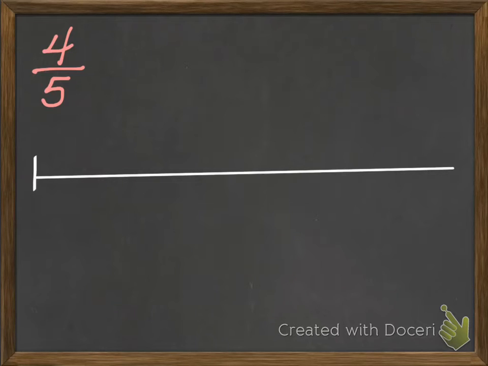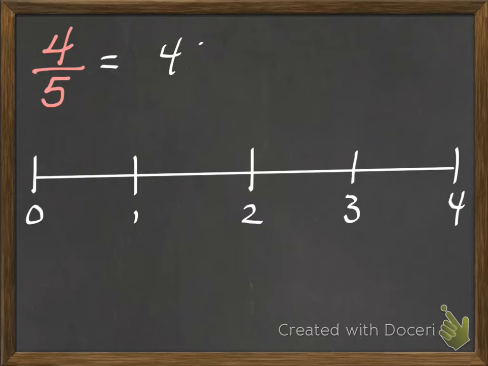Okay, you could do this several different ways. You could draw 0, and then 4, and you could show that the number 4 is being divided into 5 sections. Okay, 4 is being divided by 5. So you could draw this number 4 is being divided into 5 sections.